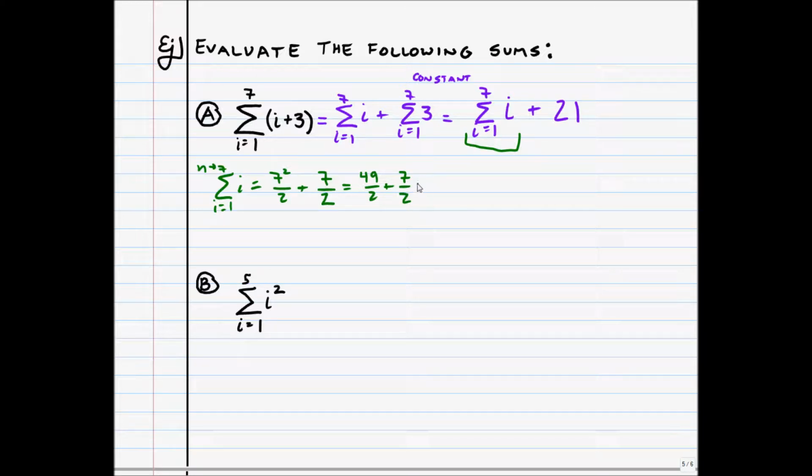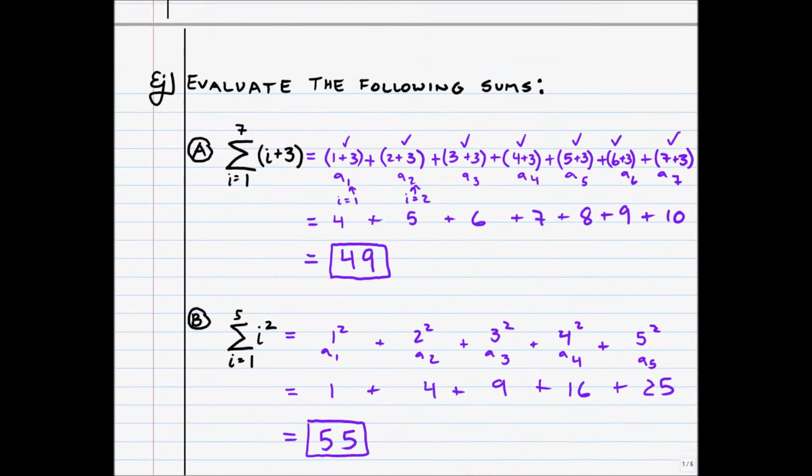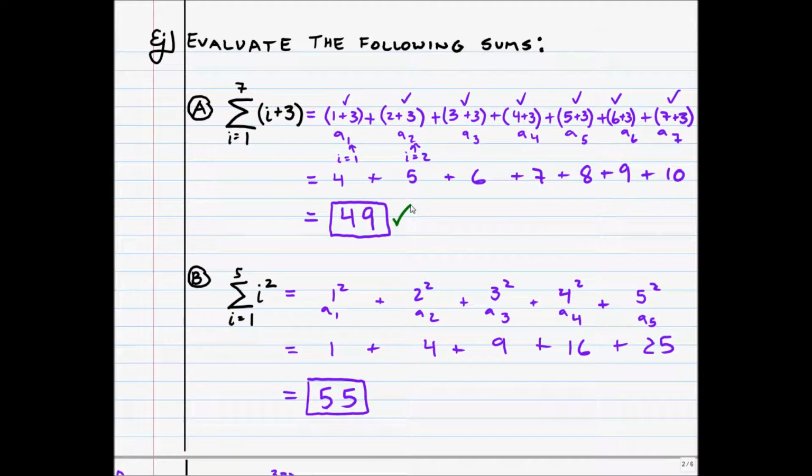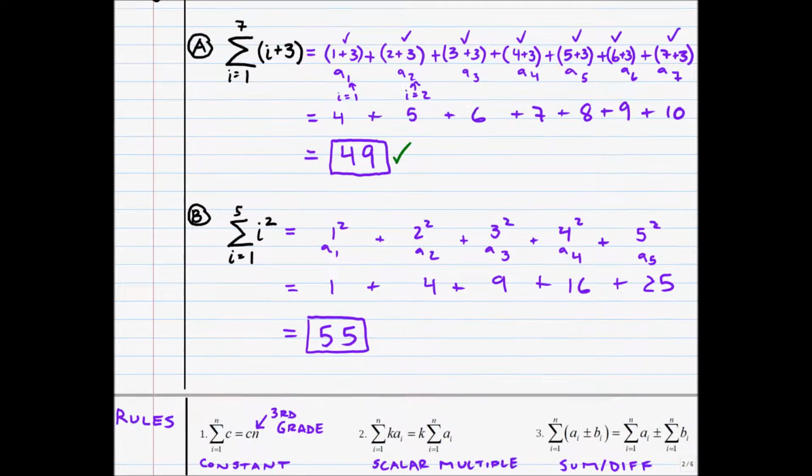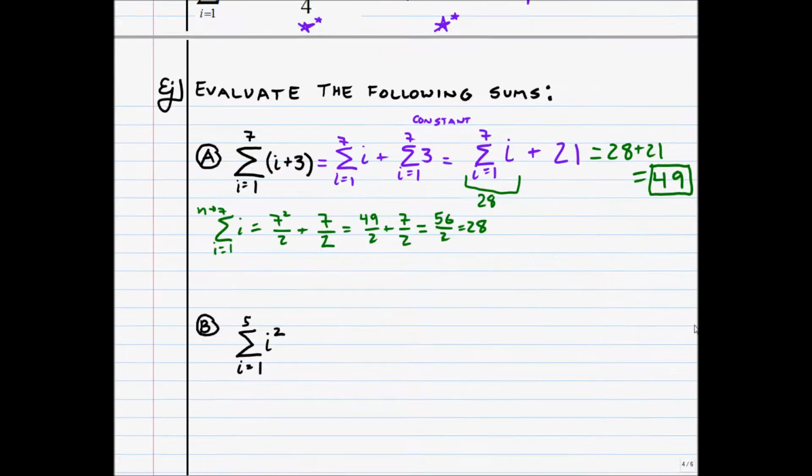And of course, what does that give us? That gives us 56 over 2, which is 28. And that means that this guy is 28. So our sum is 28 plus 21, which equals 49, which last time I checked on the second page of these notes when we were starting to do stuff, 49. We've got 49 either way.